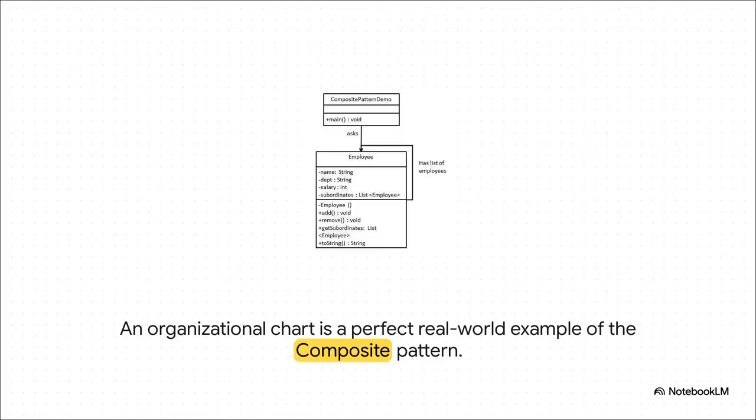You know, a classic company org chart is a perfect real-world way to think about this. A single employee with no one reporting to them, that's a leaf. A manager who has a team of people under them, that's a composite. And the beauty is, you can ask for information from a single employee, or you can ask the entire department, and the request is handled in the exact same way. It just flows right through that hierarchy.